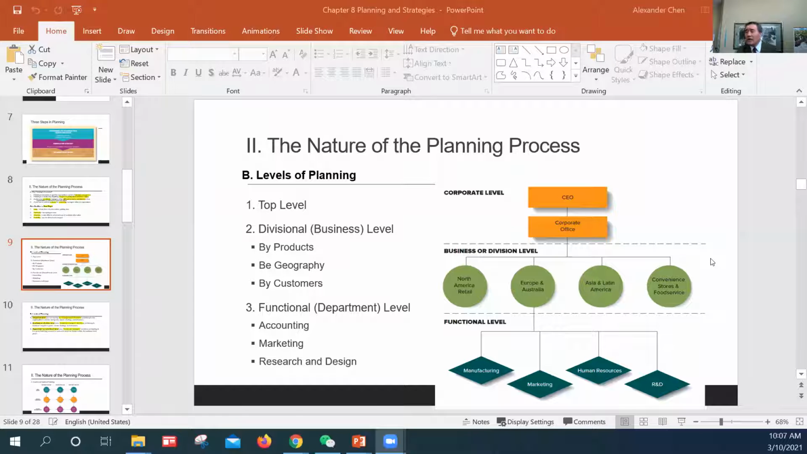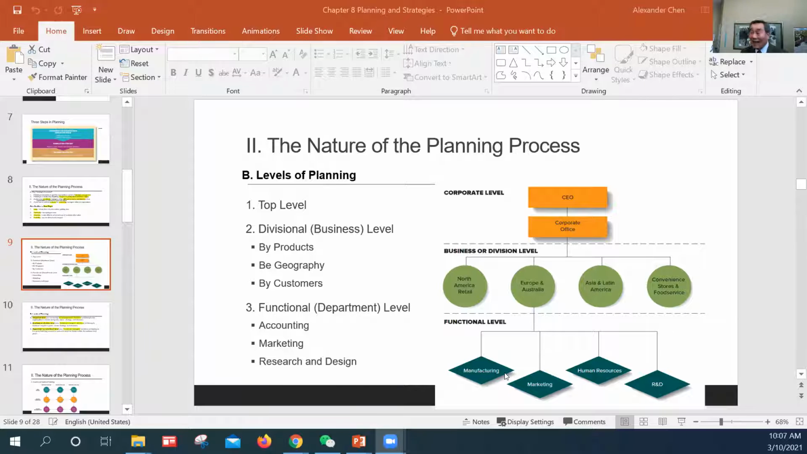You remember this chart, okay? In a typical company, we have 3 different strategies. The top one, corporate strategy. The middle one, division strategy, or what do we call it? Business unit strategy. The third one is functional. So we discussed corporate and business strategy in the previous chapter.